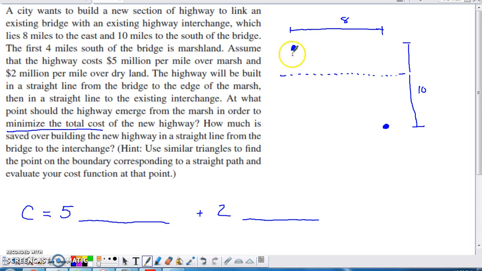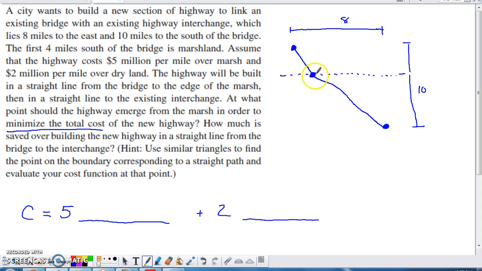So now if we come up to our diagram here, we've got to get from the bridge to the interchange, a straight line from here to the edge of the marsh, another straight line from the edge of the marsh the rest of the way to the interchange. So I'm just going to arbitrarily draw the first part of the highway like that. I emerge from the marsh right there, and then I'm going to have to draw another straight line the rest of the way to the interchange. So here's what I'm building on the marsh, here's what I'm building on the dry land.